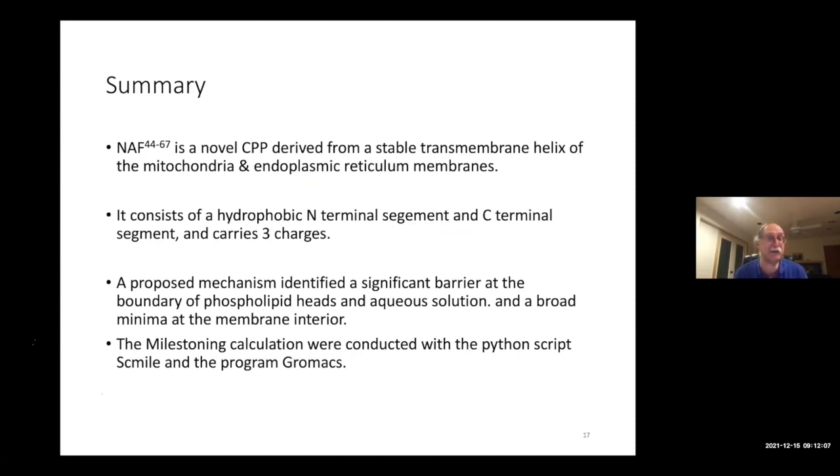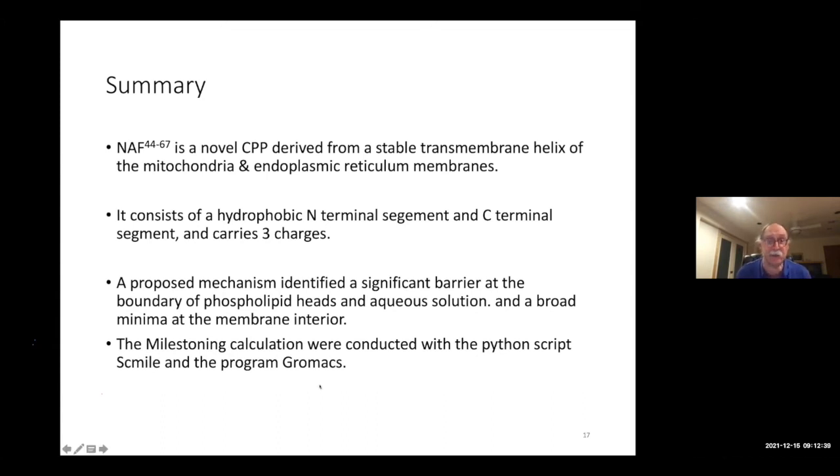So now 44 and 67 are the sequence positions in the original protein. It is a novel CPP, the first time we derived it from a transmembrane helix that is embedded in the mitochondria and the ER membranes. It is a peptide that consists of two domains, one hydrophobic N-terminal helix segment, and a C-terminal segment, which carries a total of 5 charges. There's a mistake in here.